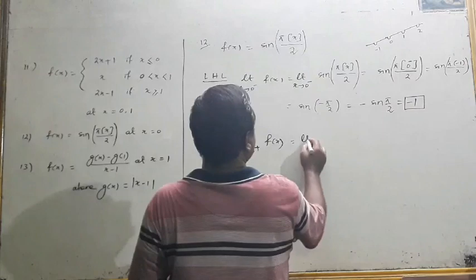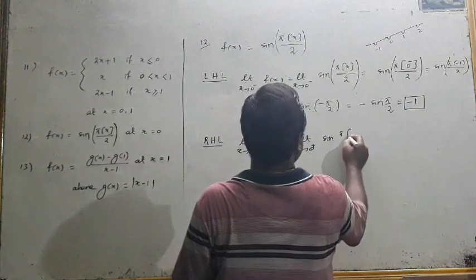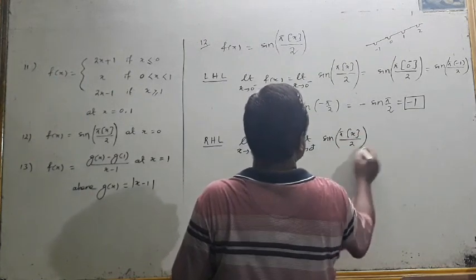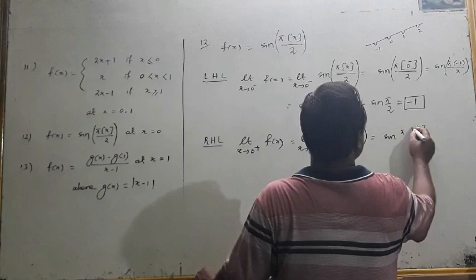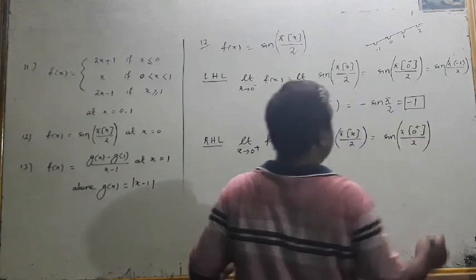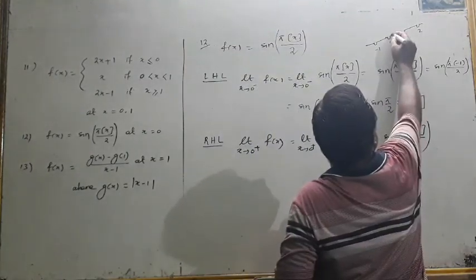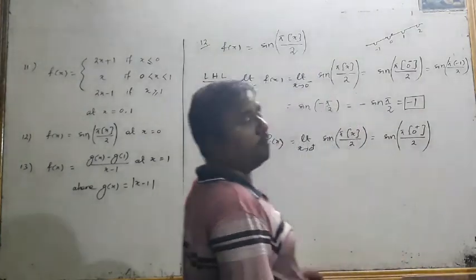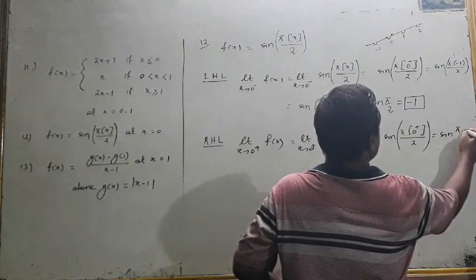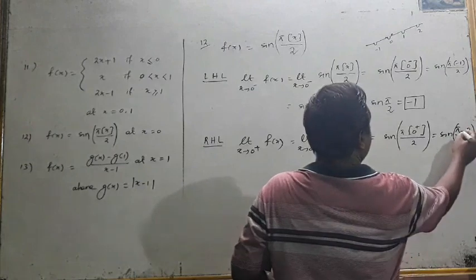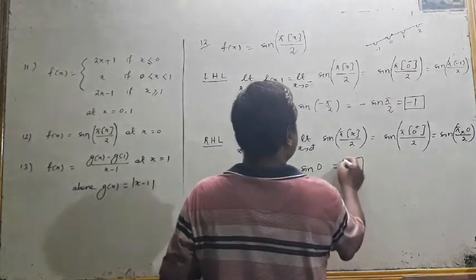Tell me the limit as x tends to 0⁺. In place of f(x) you have to write sin(π[x/2]), which is equal to sin(π[0⁺]/2). What is the value of [0⁺]? If we put a small ball just to the right of 0, it will come to the whole number 0. So it becomes sin(π·0/2), which is sin 0, equal to 0.